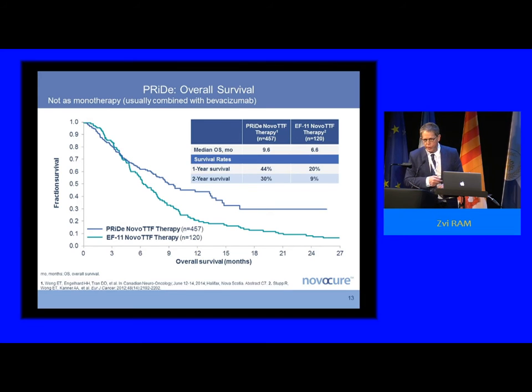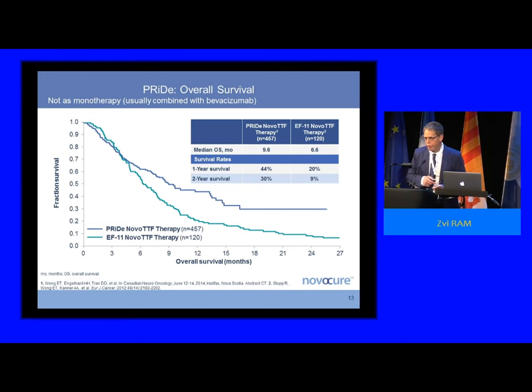But when we took the PRIDE data of these patients, we could see that while this was the survival curve from the recurrent GBM study, this is the survival curve of patients with recurrent GBM treated after marketing of the device. Several differences existed between the two cohorts. One of them, in the study, it was a monotherapy, so patients used only TTF.